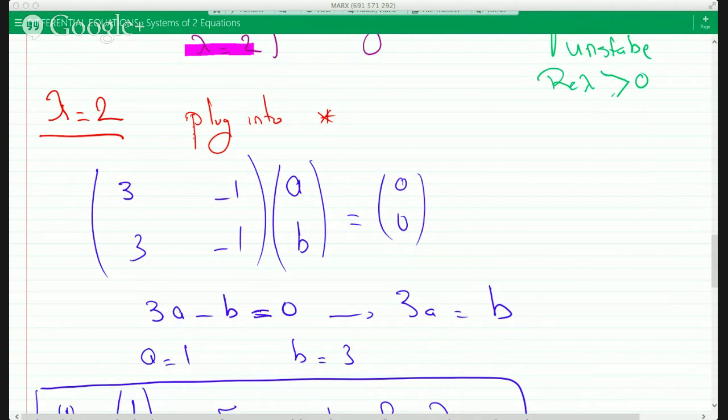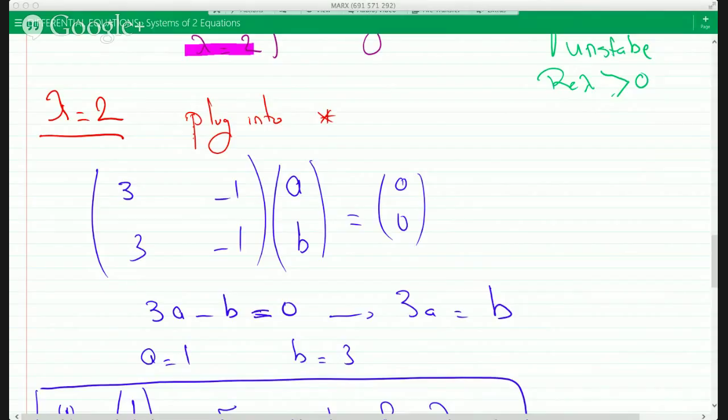That enables you to write the solution in this form: (x, y) equals, where the lambdas are the exponents on the exponential terms, e to the 2t multiplied by its corresponding eigenvector (1, 3) times some constant c1, plus e to the 4t, because the second eigenvalue is 4, times its corresponding eigenvector (1, 1) times c2.